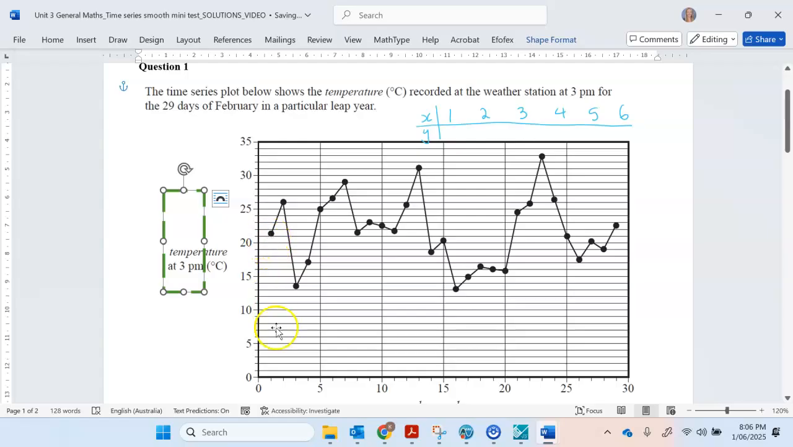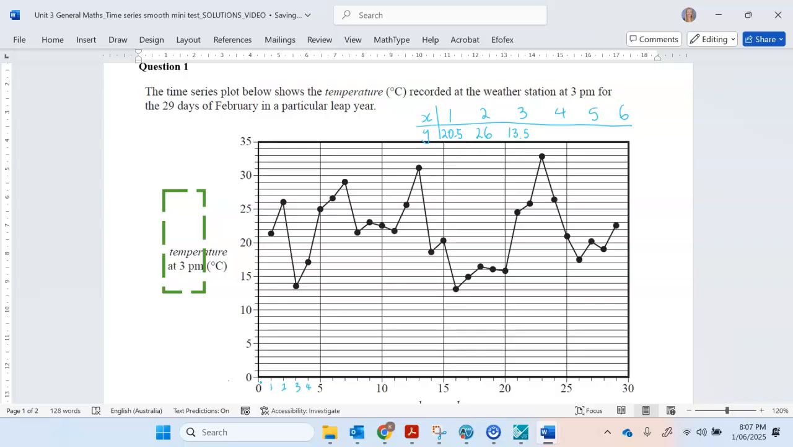So when X equals 1, which is down here, if you ever need to, you can just write on your grid to help you, on your axes, I should say. When X is 1, Y is around 20 and a half. Then when X is 2, Y is 26. Then when X is 3, Y is about 13 and a half.